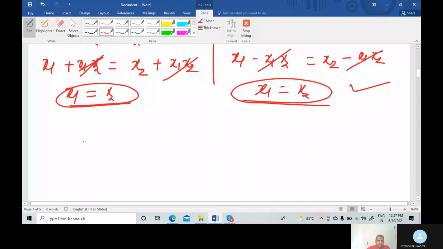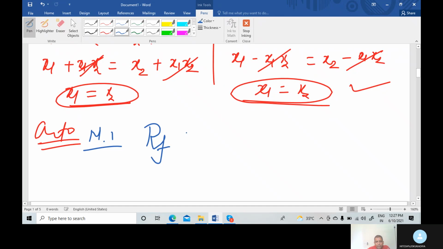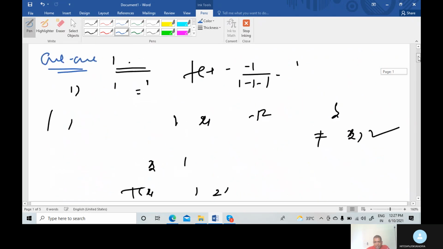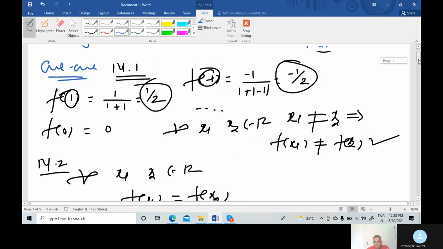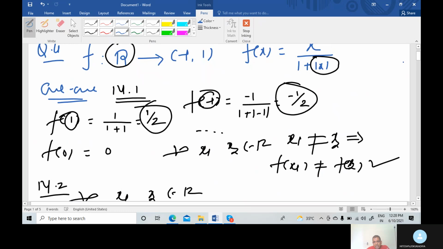Now we discuss the onto function. Method number one: range of the function and codomain are equal. Check the range here. Look here, we find three values. If we put 1, answer 1 by 2. If we put 0, answer 0. If you put -1, answer -1 by 2. You can put different values of x here.